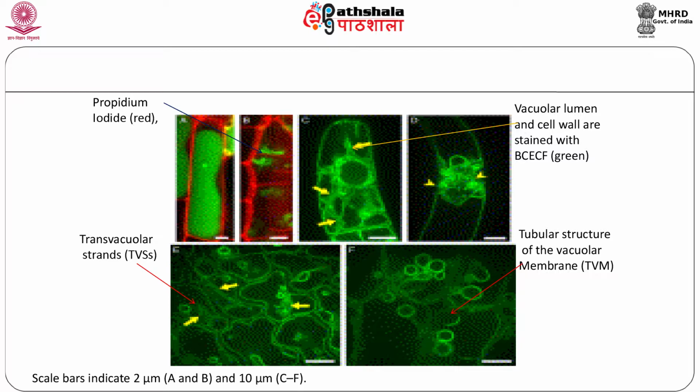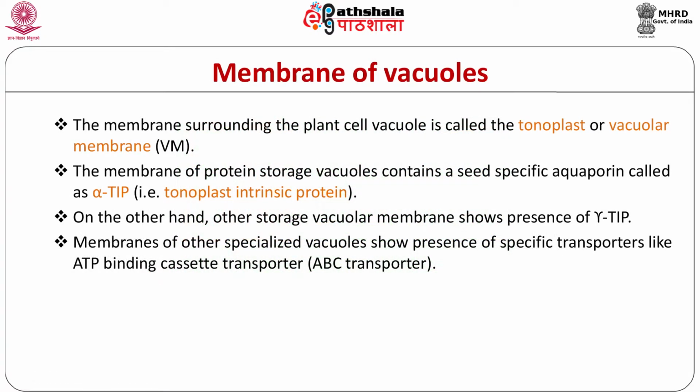Hypocotyl cells in 1 week old Arabidopsis expressing GFP-AtVAM3. The spherical VM structures are bulbs. The membrane surrounding the plant cell vacuole is called the tonoplast or vacuolar membrane, VM.